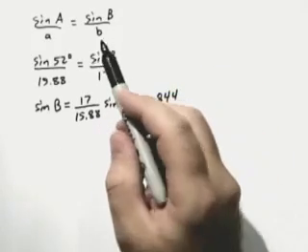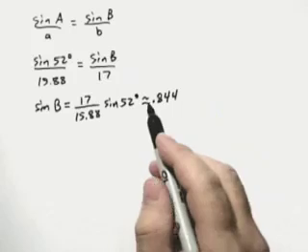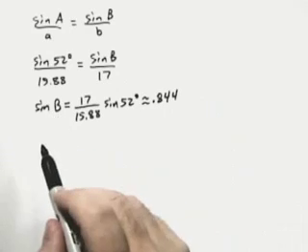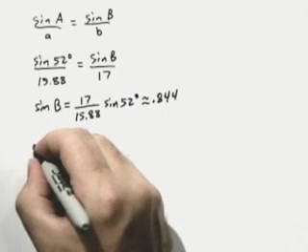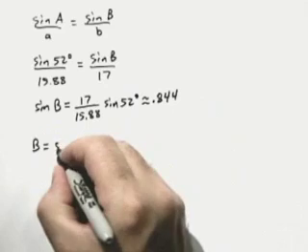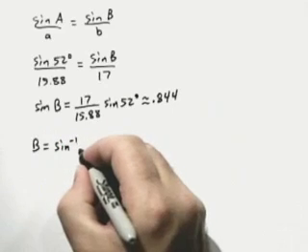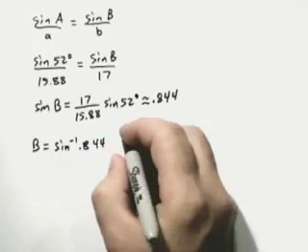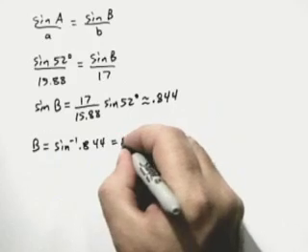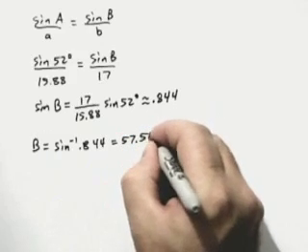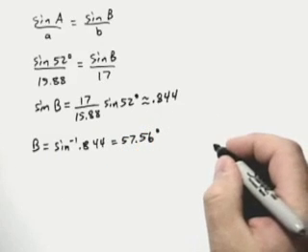Since side b is not the longest side of the triangle, we know that angle B has to be less than 90 degrees. Therefore, B will equal sine inverse of 0.844, or about 57.56 degrees.